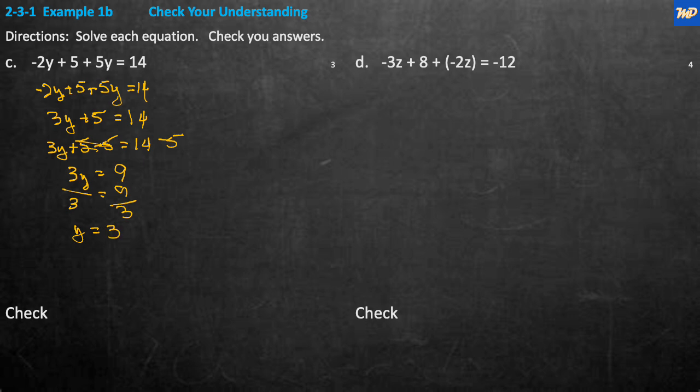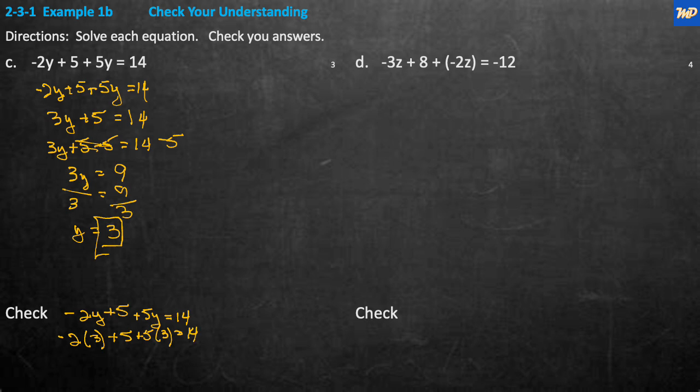Substituting in, we're going to get negative 2y plus 5 plus 5y equals 14. Now we're going to replace the y in our equation with the 3 that we solved, to check. So it's negative 2 times 3 plus 5 plus 5 times 3 equals 14.